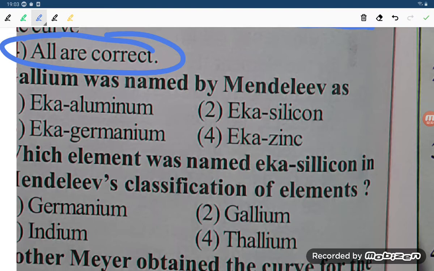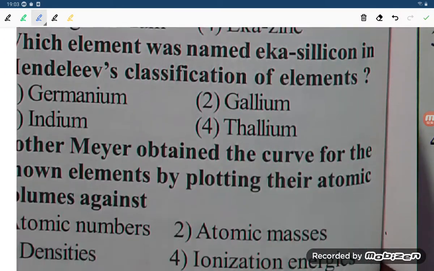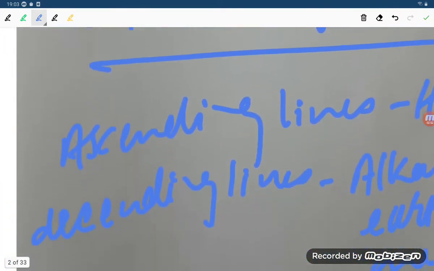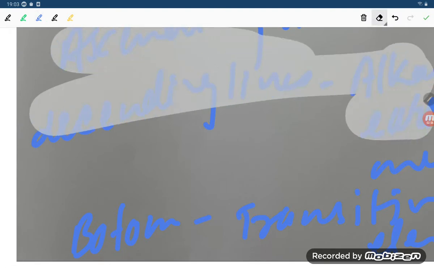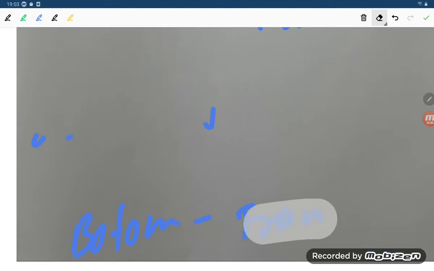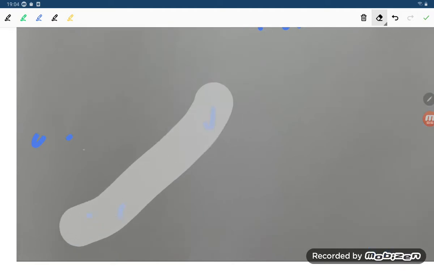Next question, they are saying aluminium was named by Mendeleev. So what name was given to aluminium, student? The name is Eka aluminium. See student, if you want to learn the Mendeleev periodic table, what you will find is that in the Mendeleev periodic table he left vacant spaces, right?